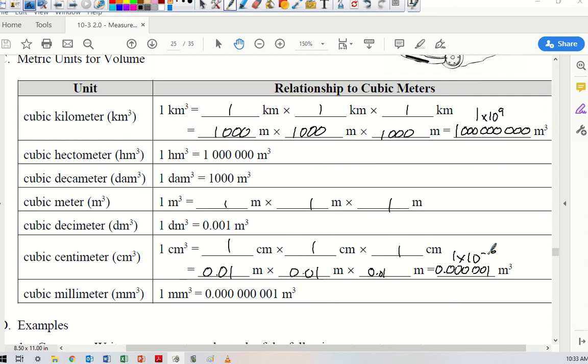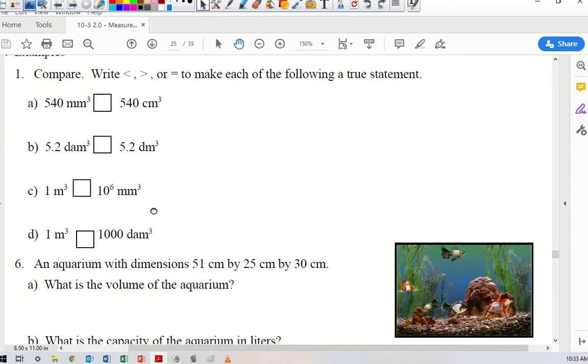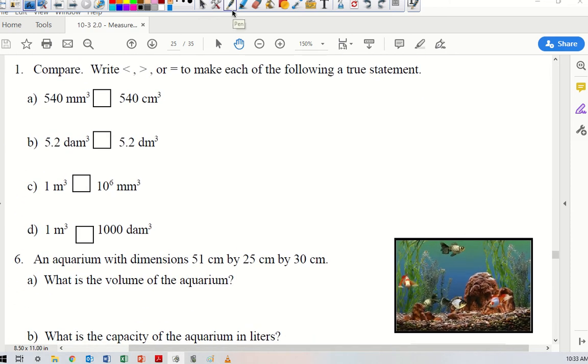Okay, so we'll do the exact same thing that we did before, where we compare units by converting them. Okay, so start with the first one, 540 millimeters cubed. We want to figure out if it's equal to, greater than, or less than 540 cubic centimeters.